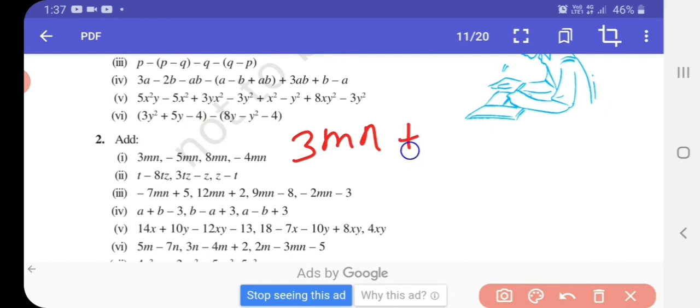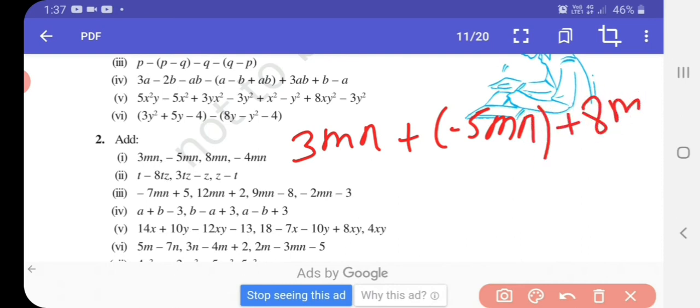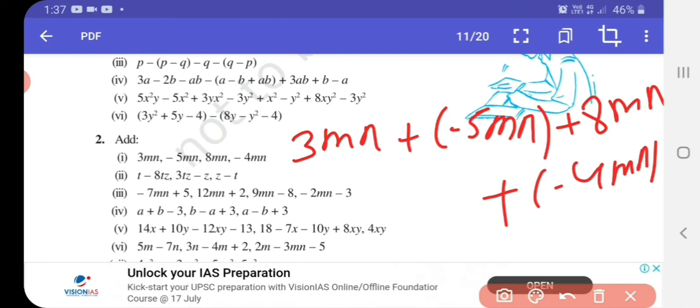3mn plus minus 5mn plus 8mn plus minus 4mn. Okay. All the variables and powers are the same, so these are like terms. Now what do we do? We only have to do plus and minus. In our previous classes we learned plus into minus is always minus.